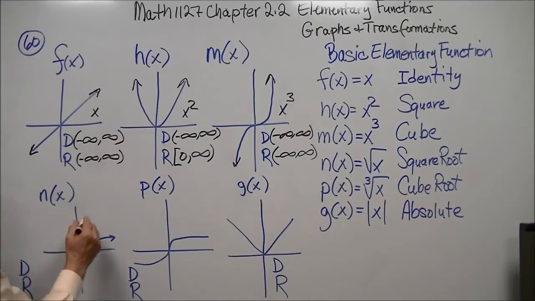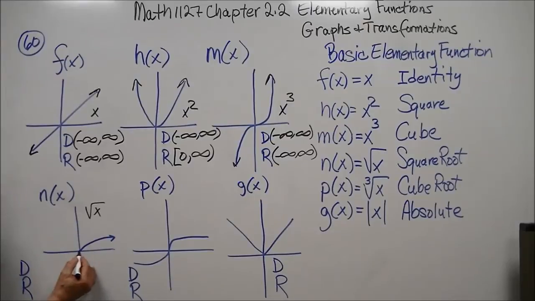Now, for this one, it's the square root of x. And by the way, if you had a graphing calculator, you could put all of this in, and you would get these graphs. But for our domain here, it's starting at 0 and going on to positive infinity.